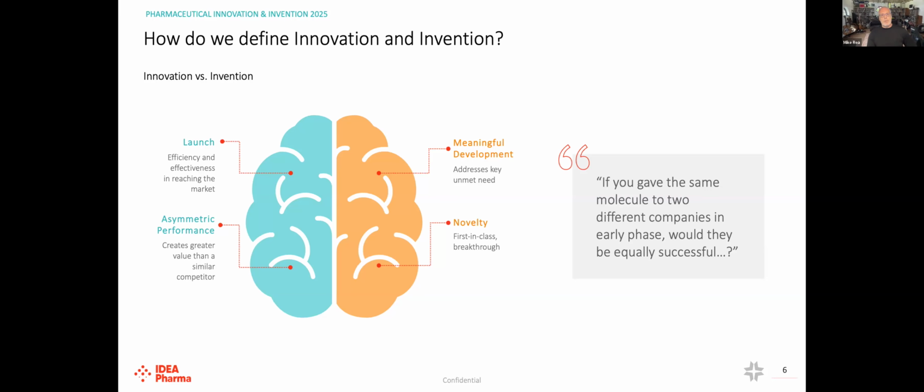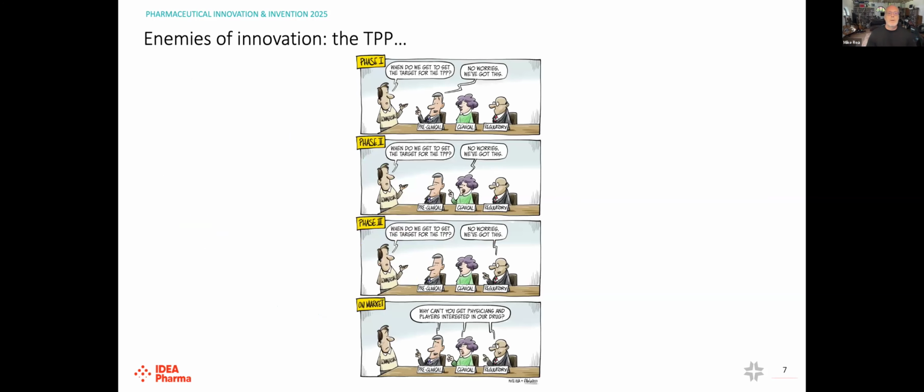But I mentioned this question that we asked ourselves, and the key question was: if you gave the same molecule to two different companies in early phase, so phase one, would they be equally successful? Everyone around us knew that the answer was no, but no one really knew why. And we thought that we knew why, and we started to get to, well, really, what are the enemies of innovation?